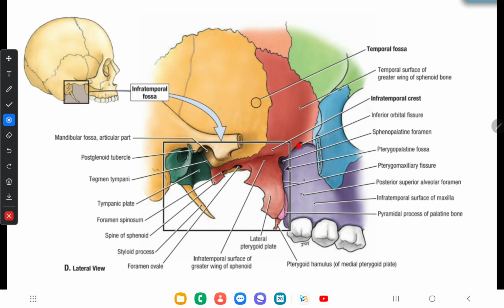The infratemporal fossa communicates medially with the pterygopalatine fossa, as you can see here. It communicates with the pterygopalatine fossa through the pterygomaxillary fissure and with the orbit through the inferior orbital fissure. As posterior relations of the infratemporal fossa, there are the temporomandibular joint, tympanic plate and styloid process here.